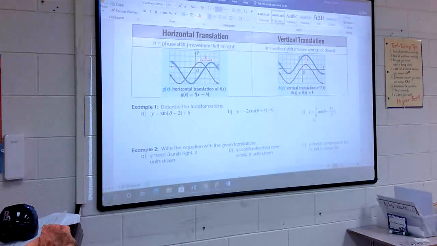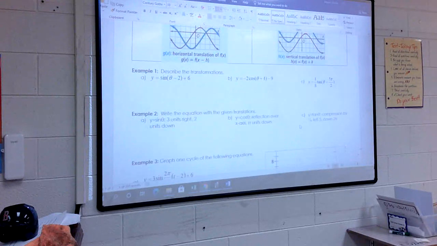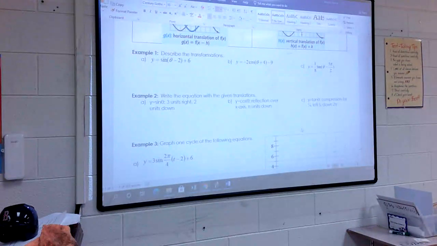Wait, you have a what? Reflection. That means it reflects over. That means it just flips over. So it's not stretch? It is still a stretch, yes. The negative means reflect. The 2 is the stretch. The plus 4 is left, and the minus 9 is down.